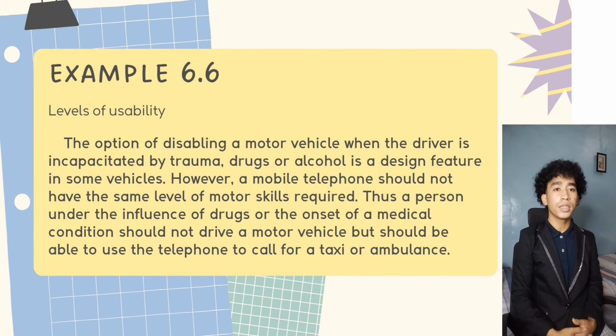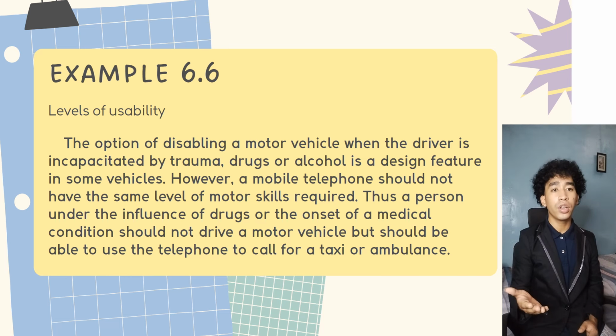Example 6.6 is about levels of usability. The option of disabling a motor vehicle when the driver is incapacitated by trauma, drugs, or alcohol is a design feature in some vehicles. However, a mobile telephone should not require the same level of motor skills.